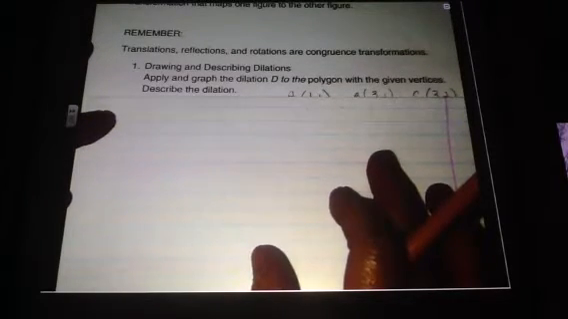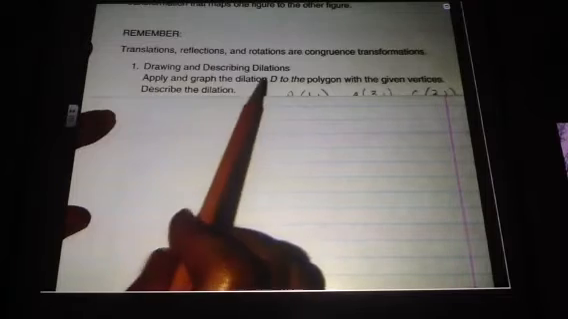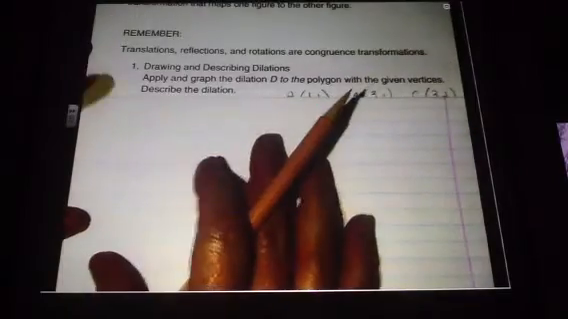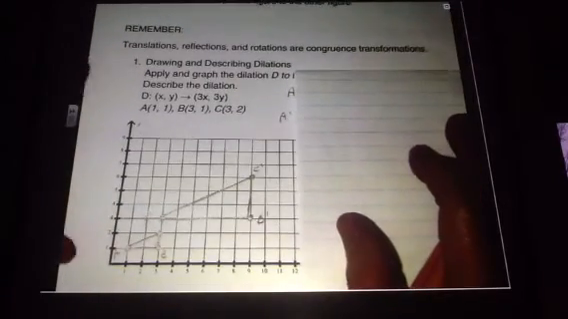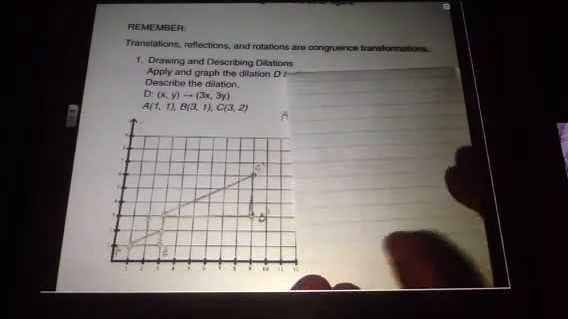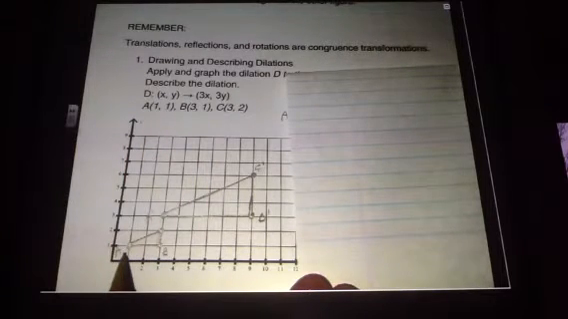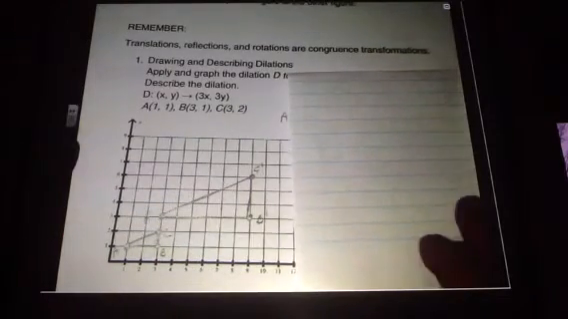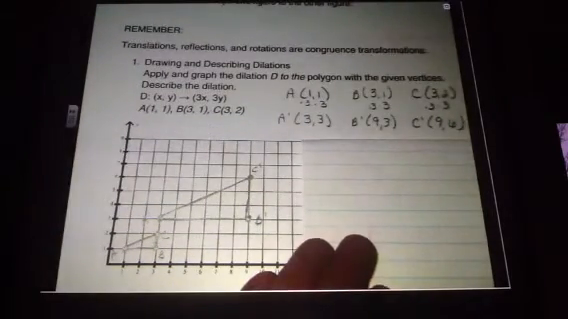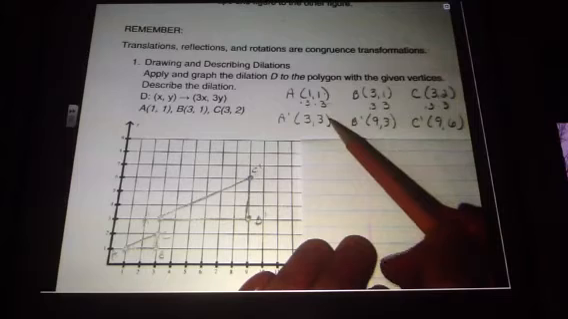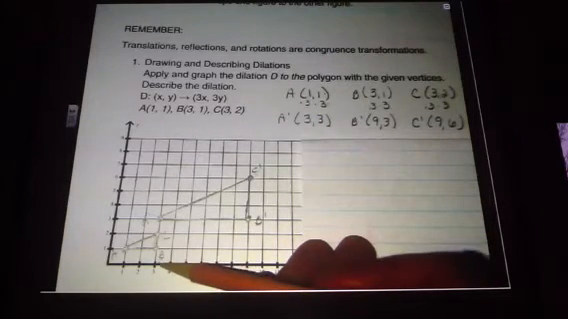So let's look at example 1 here. Draw and describe dilations. Apply and graph the dilation D to the polygon with the given vertices. Describe the dilation. Okay, so what we're going to first do is graph what is given. So we have point A, point B, and point C. Okay, then we're going to use our dilation of 3. Take point A, apply the dilation, and then get your A prime. So A prime is going to be 3, 3.